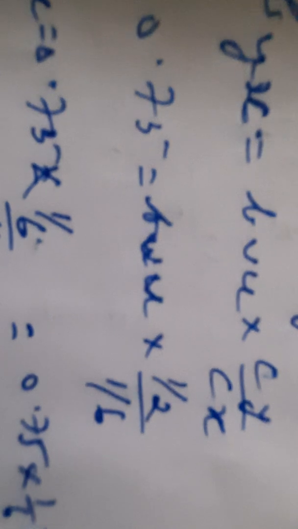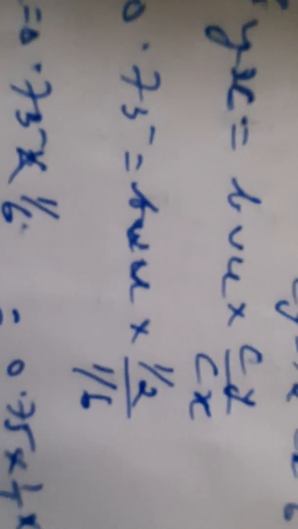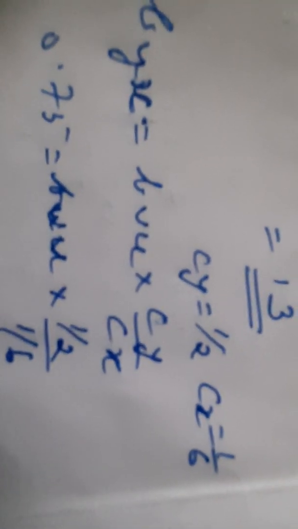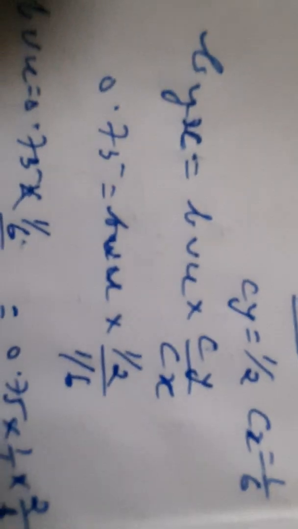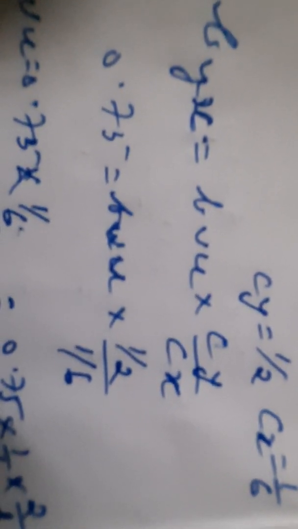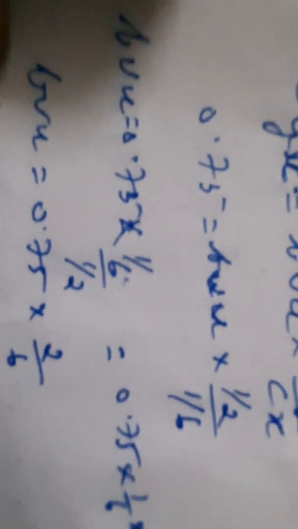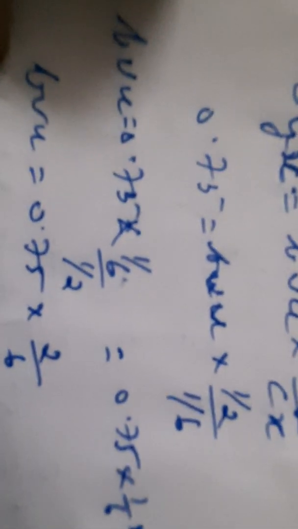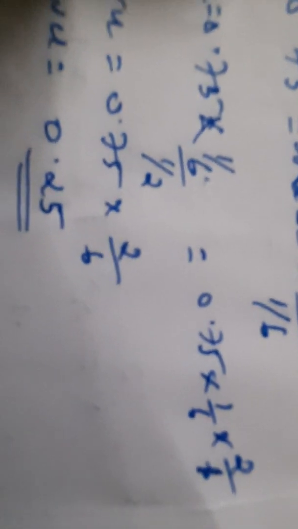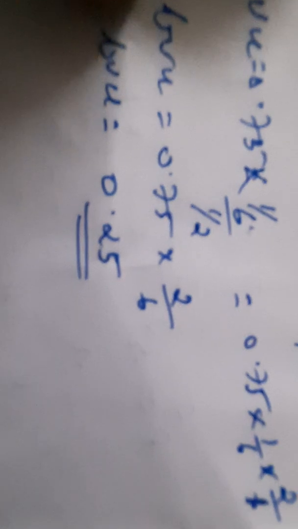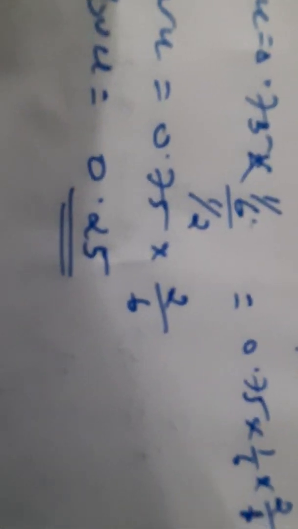byx is equal to bvu into sy upon sx. byx is given as 0.75. bvu is not available. sy and sx: sy is 1 by 2 from the question, and sx is 1 by 6. Therefore, we will write byx is equal to 0.75 is equal to bvu into 1 by 2 upon 1 by 6. Therefore, bvu is equal to 0.75 into 1 by 6 divided by 1 by 2, and that we can write as 0.75 into 1 by 6 into 2 by 1, reciprocal multiplication. That is 0.75 into 2 by 6, which is 0.25. So bvu is 0.25. That's how this answer is obtained.